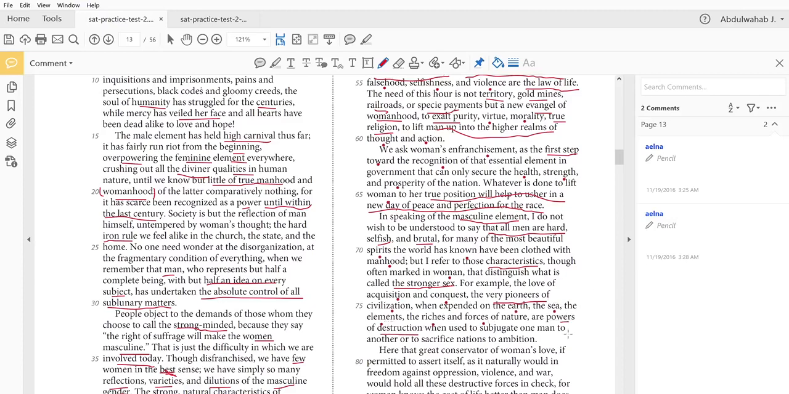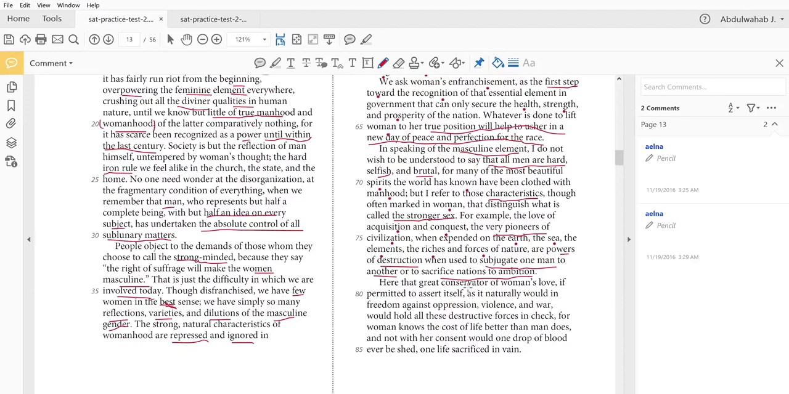Whenever they take their effects on the world, they are forces or powers of destruction, when used to subjugate, to repress one man to another, or to sacrifice nations to ambition. Here, that great conservator of woman's love, if permitted to assert itself, as it naturally would in freedom against oppression, violence, and war, would keep all these destructive forces in check.